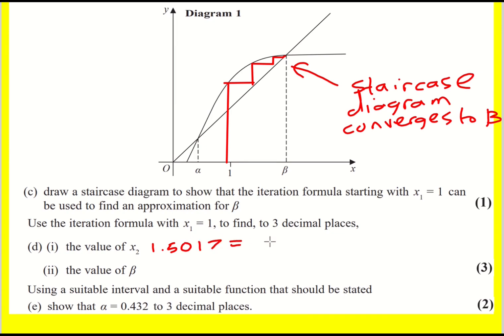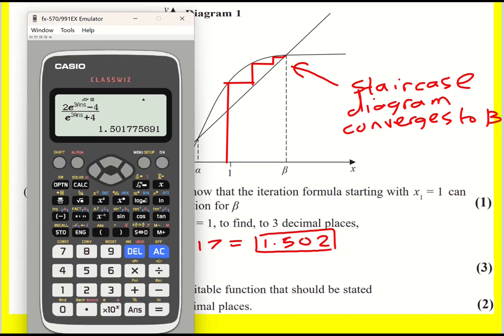5017, so to 3 decimal places, 1.502. And they also want the value of beta, so for this, we can just keep pressing equals. This is my new answer, so I put it back in.